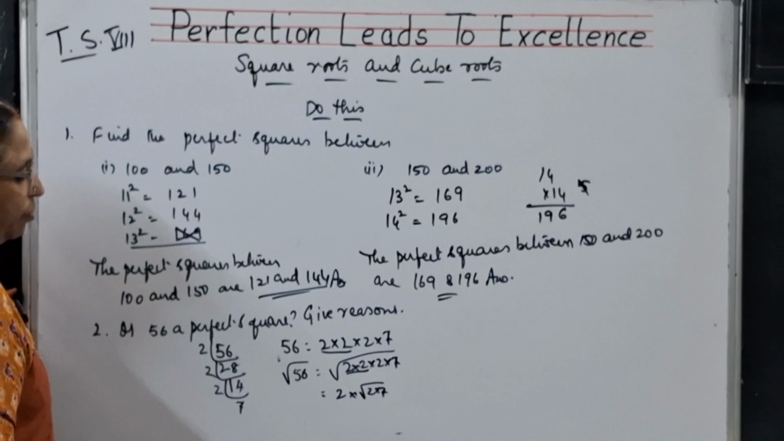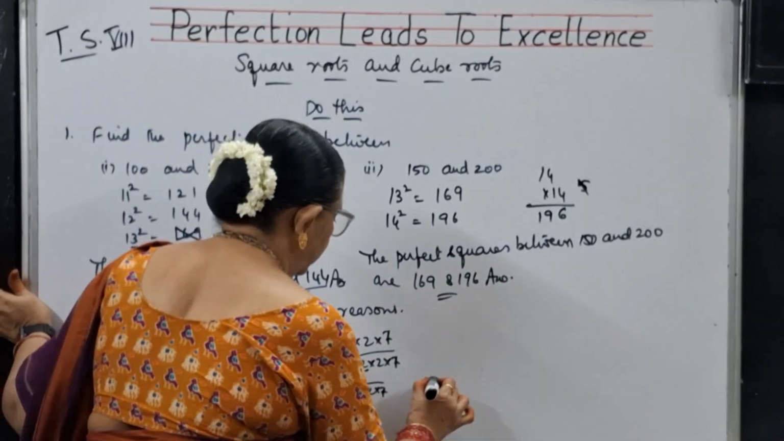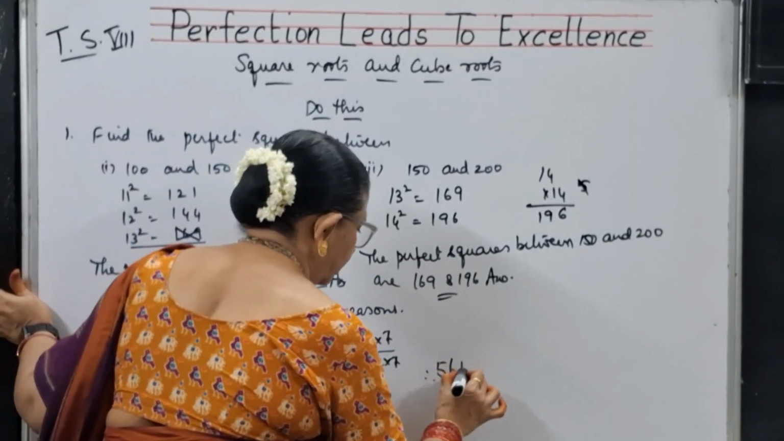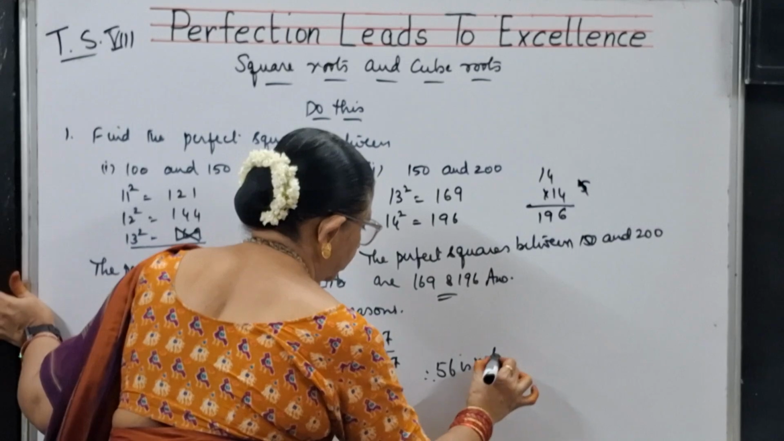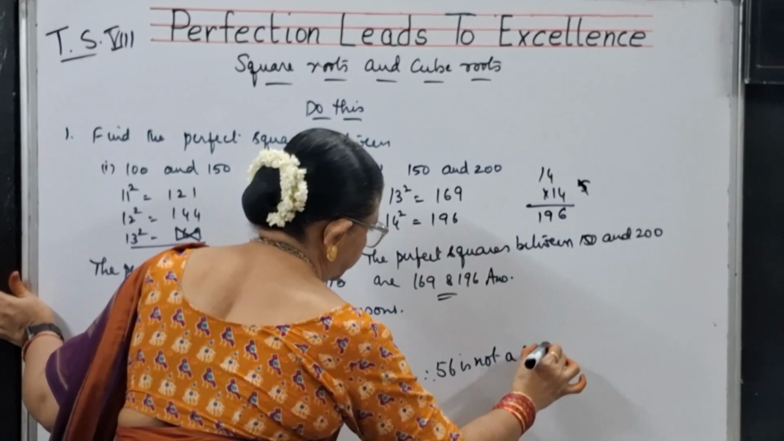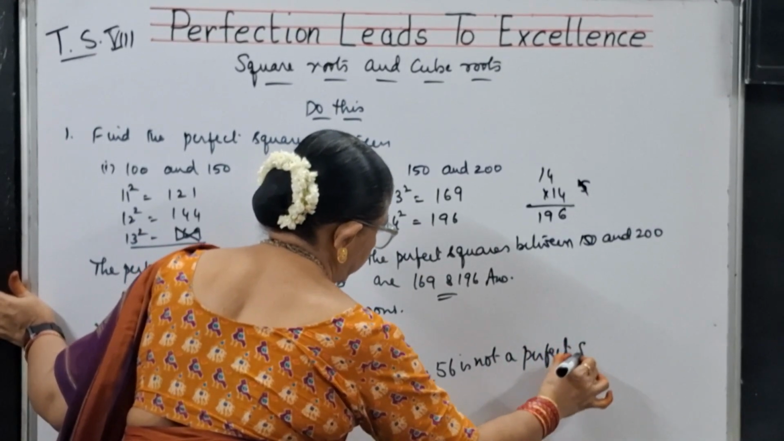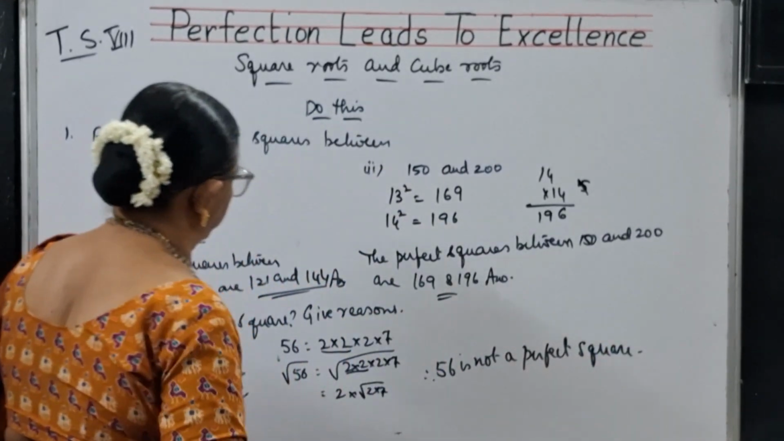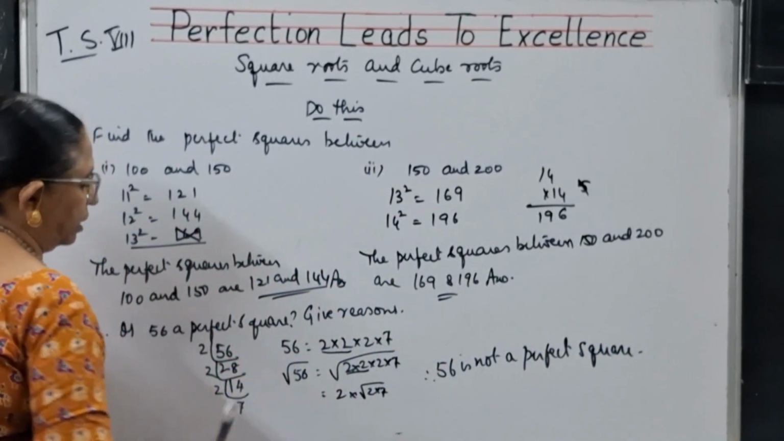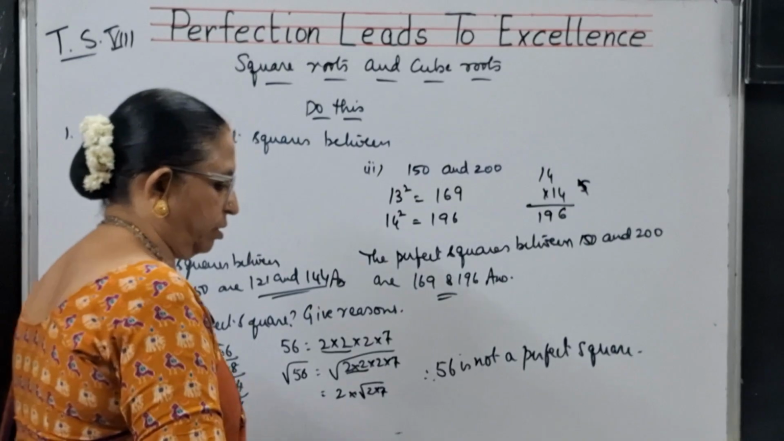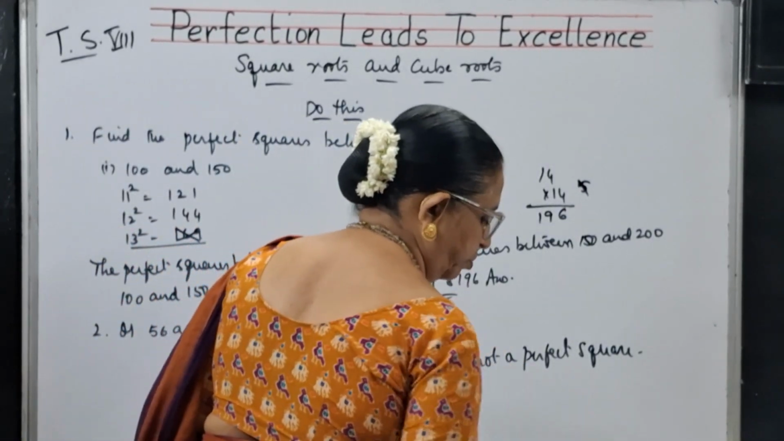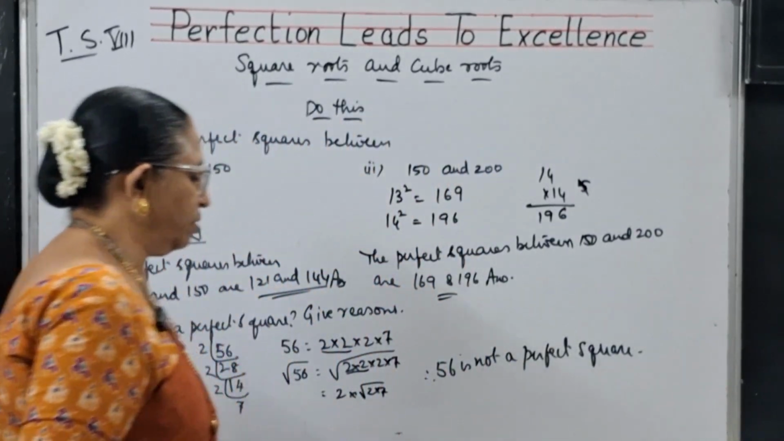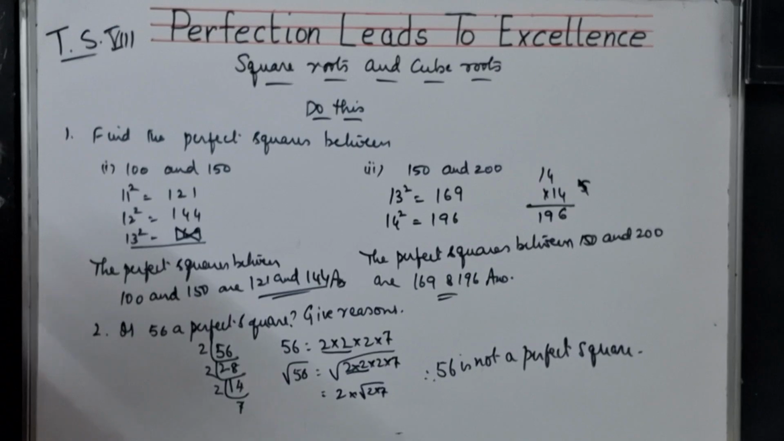You cannot simplify it. Therefore, 56 is not a perfect square. He is asking to give the reasons also, children. So this will give you a clear cut reason for it. Is 56 a perfect square? You can give the answer in this way.